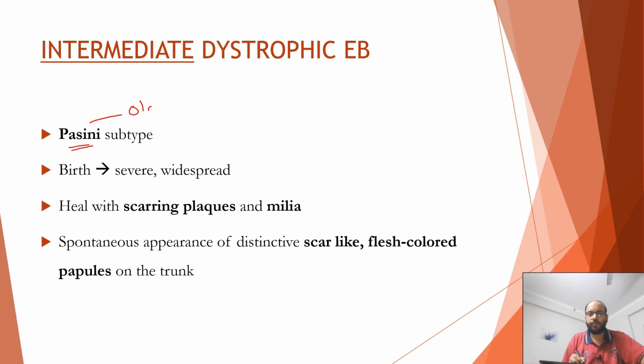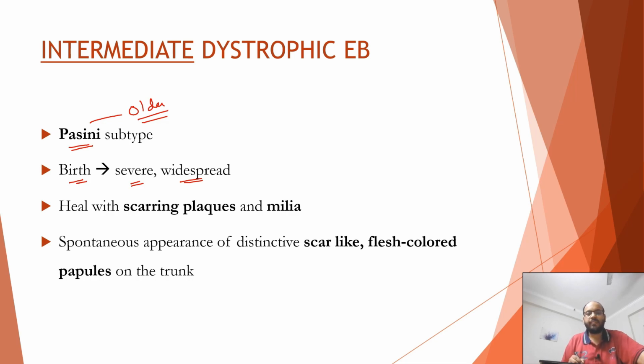Now this is an older name. You might be asked in some quiz. I don't think so. It will be asked in viva. So Pacini subtype is intermediate dystrophic. Here the blistering is present at birth, which is severe and widespread. So the whole body is affected.